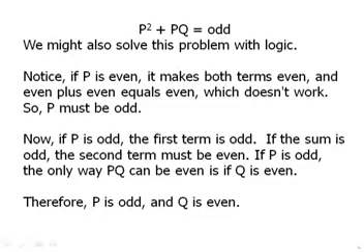Now if p is odd, the first term is definitely odd. If the sum is odd, the second term must be even. If p is odd, the only way p times q can be even is if q is an even number. Therefore, p is odd and q is even. So that's a way to solve it with logic.